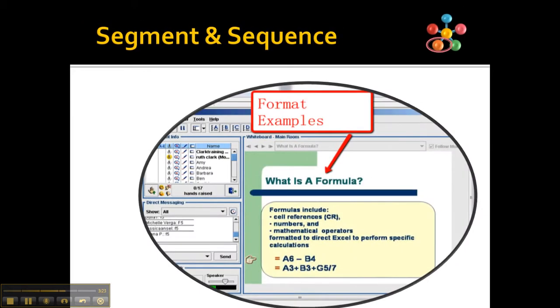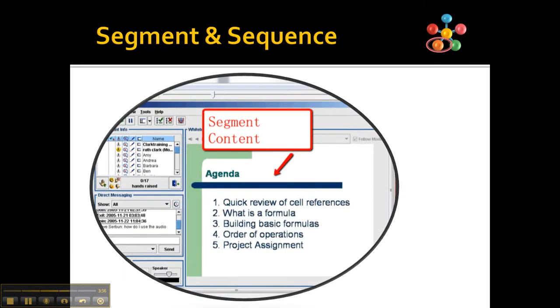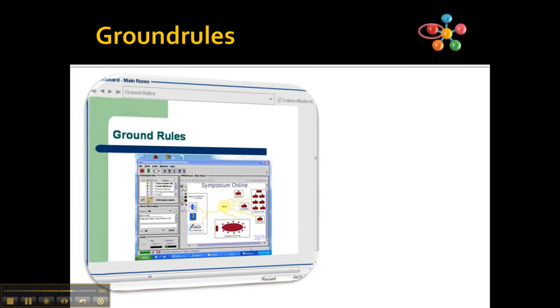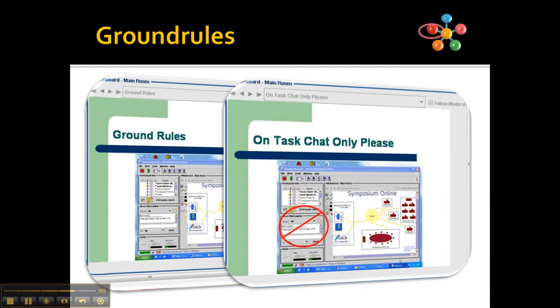You want to use examples that help the learner segment and sequence the content by topic and by stages, steps, or procedures. Also, keeping them apprised of where they are in the course can be important. Each segment of the virtual classroom has a specific function or purpose. Make sure that everyone is aware of what those rules are and stick to them.